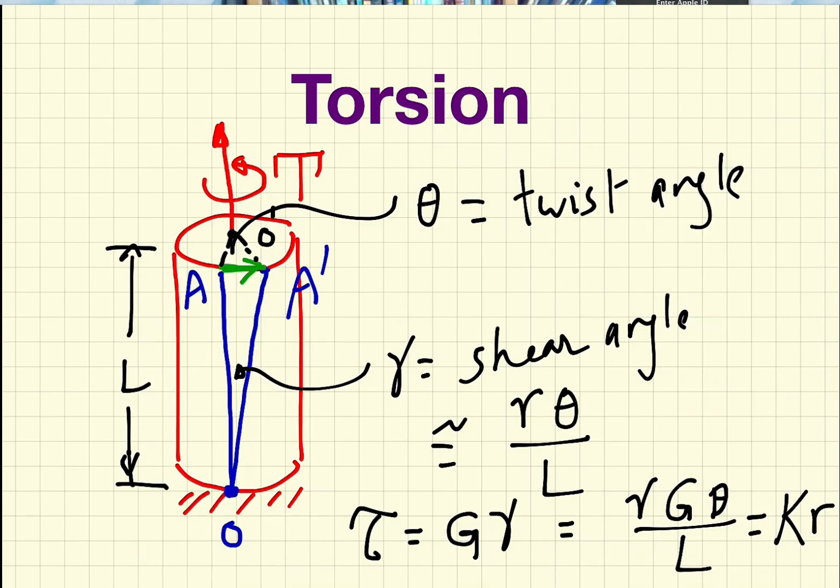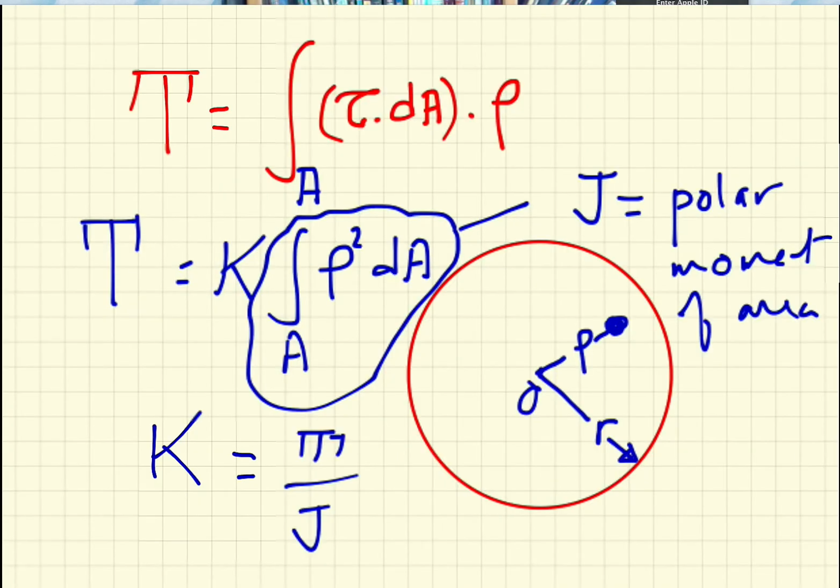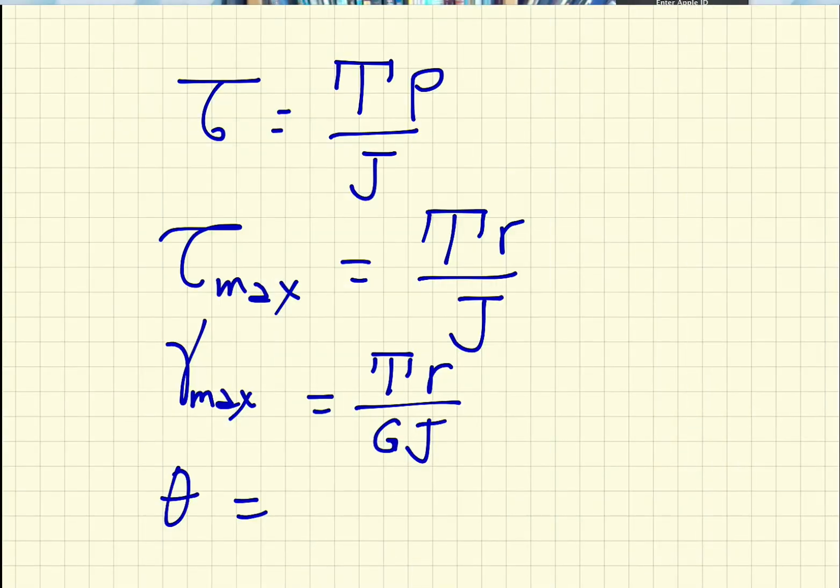So if you go back to the angle of twist in here, the angle of twist is equal to gamma L over R. So we would have to take gamma L over R, and R will cancel, so it'll be T times L over GJ.